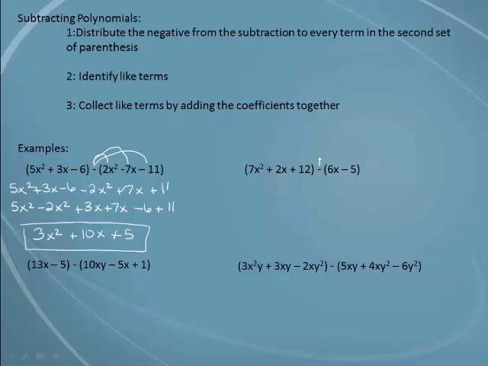Here I'm going to distribute this negative in, and that's going to change both of those signs. Again, I can ignore the parentheses in the first part. And then this positive 6x becomes a negative 6x, and this negative 5 becomes a positive 5.